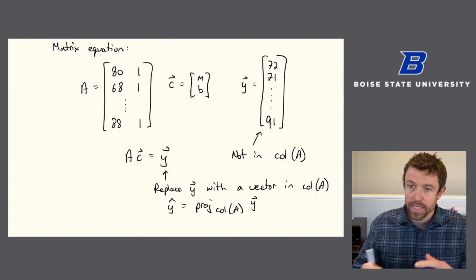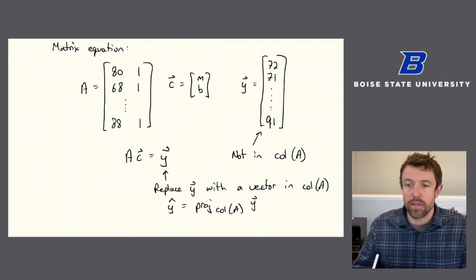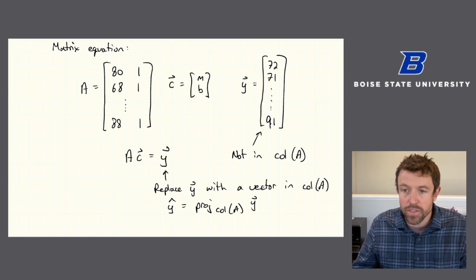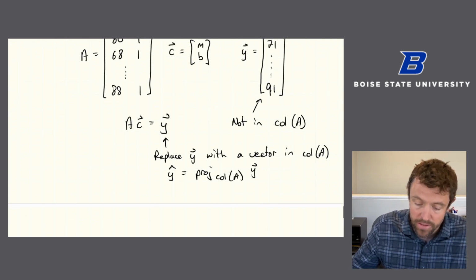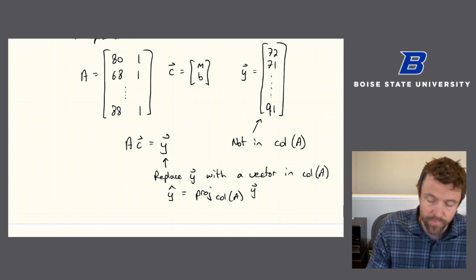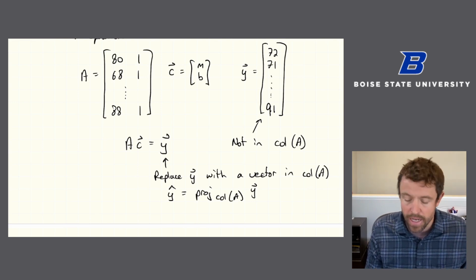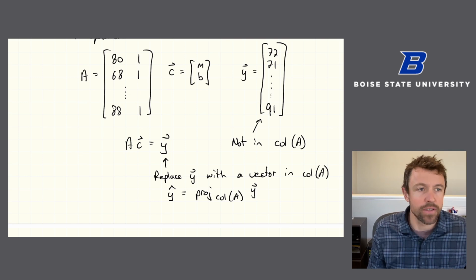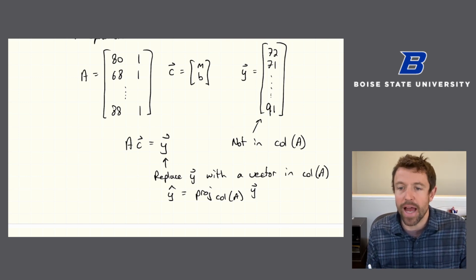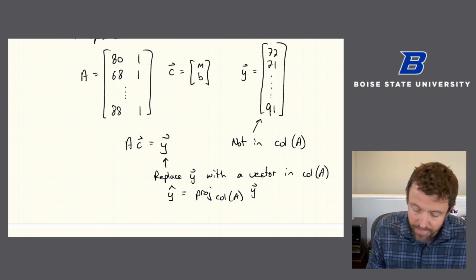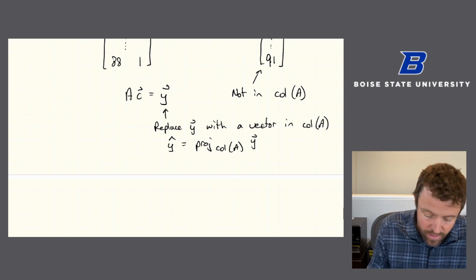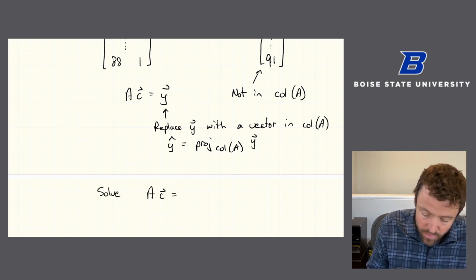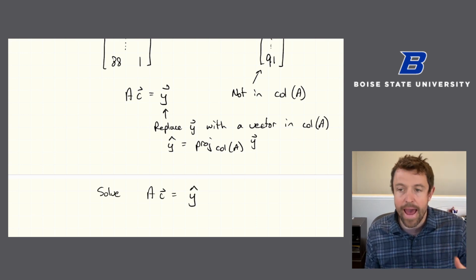So I'm going to replace this set of y coordinates with something that actually will give us a solution. And we know how to do that, right? We know how to project onto higher dimensional spaces, or if we don't yet, we will know how to project onto higher dimensional spaces. I forget where this video goes in the order of things, but certainly we'll have a tool to calculate this thing. And then once we do that, we'll solve this new equation, which is not AC equals y, it's AC equals y hat.